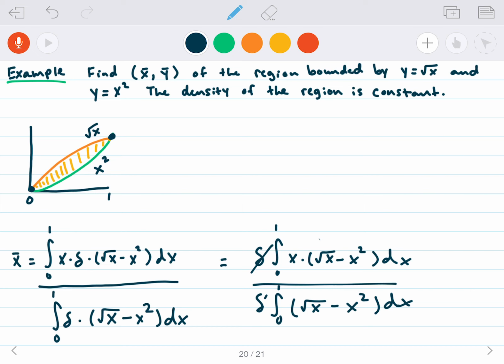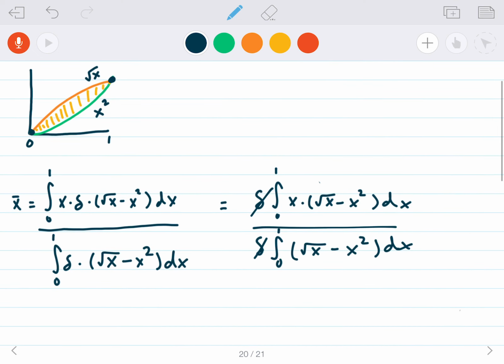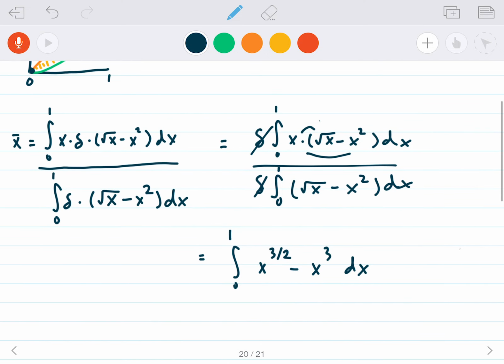So these guys are going to cancel. Very nice. And I can distribute that x up there to clean this up a little bit. So x to the first times x to the 1/2 is going to be x to the 3/2 minus x to the third, just distributing. And on bottom, I'm just going to rewrite square root as x to the 1/2. Okay, so far so good.